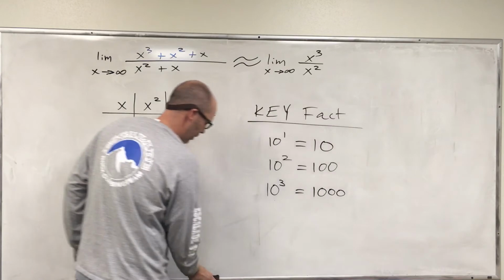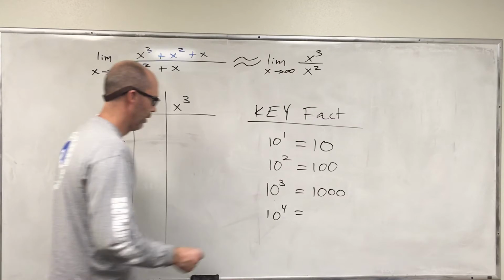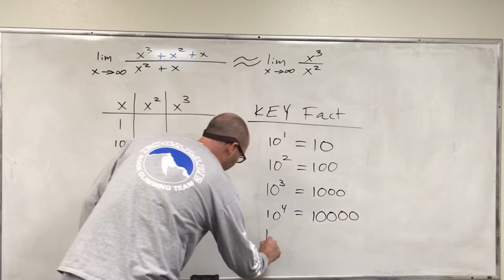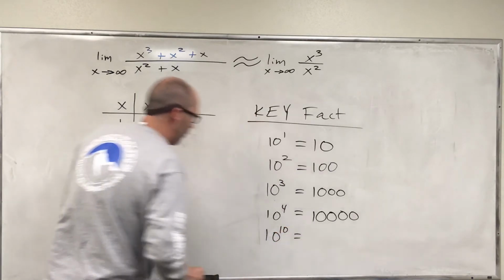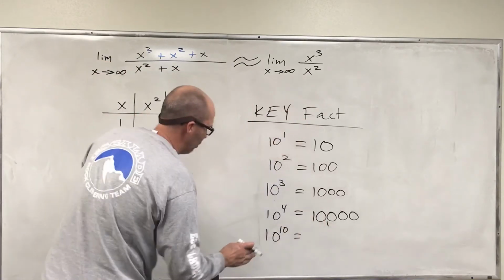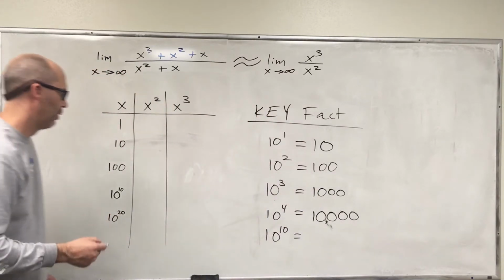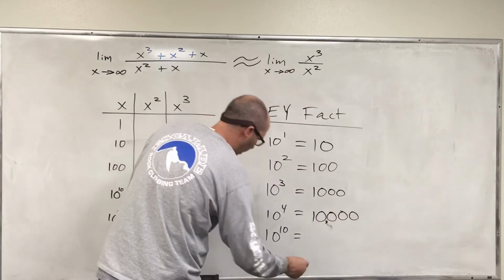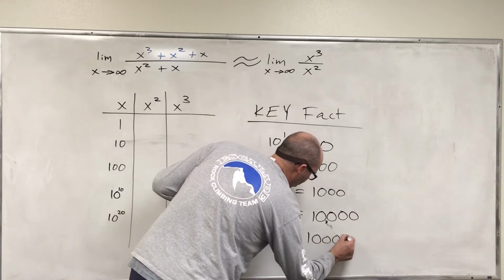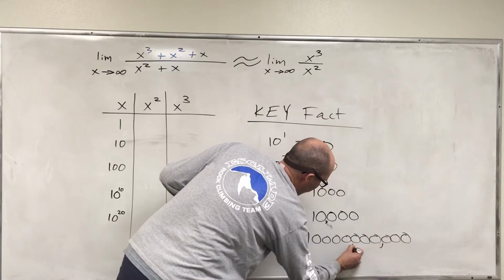All right, so what do you think 10 to the 4th is? 10 to the 4th is a 1 with 4 zeros after it. How about 10 to the 10th? Right, 10 to the 4th was 10,000. All right, so 10 to the 4th was a 1 with 4 zeros after it. 10 to the 10th is a 1 with 10 zeros: 1, 2, 3, 4, 5, 6, 7, 8, 9, 10. That's a pretty big number.